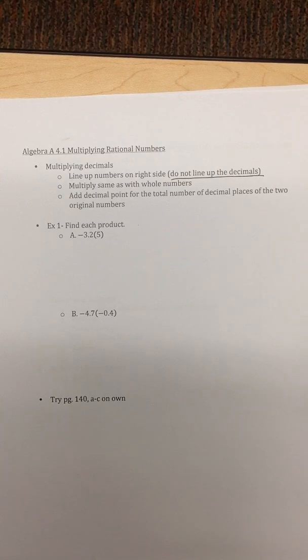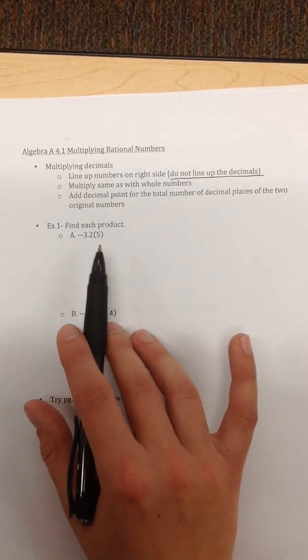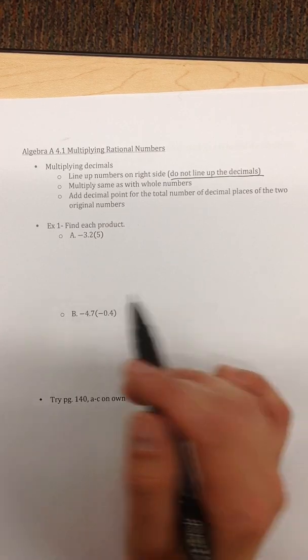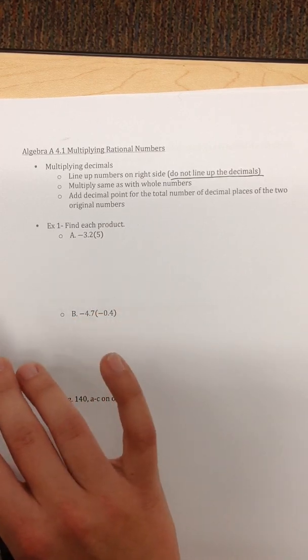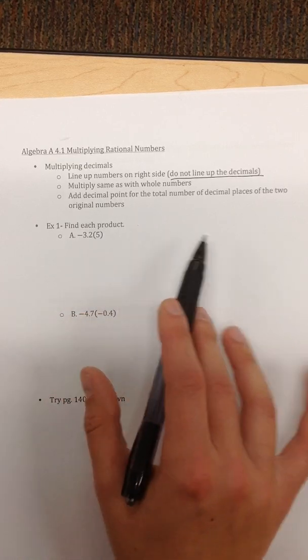Then what we do is we multiply the same as we would with regular numbers, so numbers without decimals, whole numbers. And then we're going to add the decimal points for a total number of decimal places of the two original numbers, and that's how many decimals we're going to put in our answer. Okay, so the first problem we have here is negative 3.2 times 5. Usually with these, I just forget about the negatives and positives till the end, so I'm just going to think of it as 3.2 times 5.